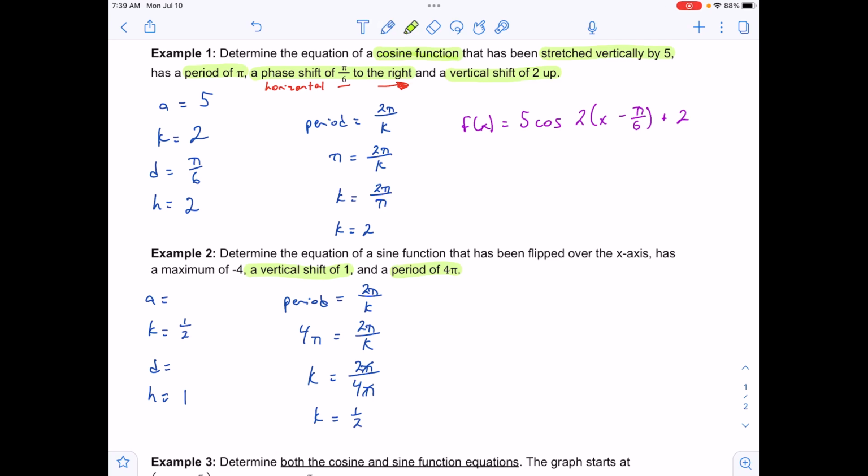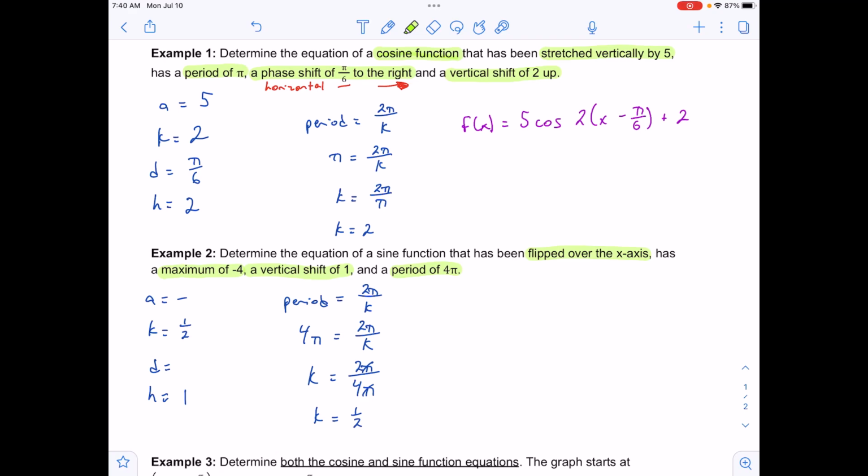We know that our function has been flipped over the x-axis. That means that there is a vertical flip happening here, which is in the a. So I'm going to leave my a value. I'm just going to write a little negative sign there until we're figuring it out. And the last clue I've been given is that I have a maximum of -4. Okay, that is the highest up that my function goes.